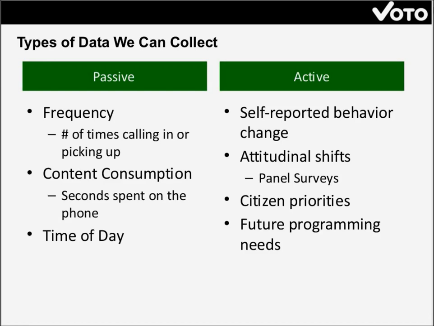And then you're pairing that with the active data. Obviously, this is the answers to the questions you're asking, right? What people are self-reporting in terms of behavior change. If they're talking about attitudinal shifts, you can do ongoing panel surveys once a month to understand how people are reacting to radio programming that you're pushing out through traditional development projects.